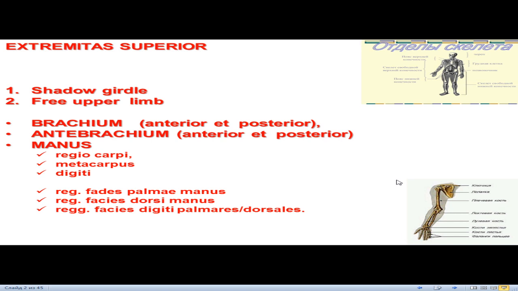Except this, in the hand we can distinguish palm and dorsal surfaces, regiofacies palmaris manus, regiofacies dorsi manus, the same as regiofacies digiti palmaris and dorsalis.